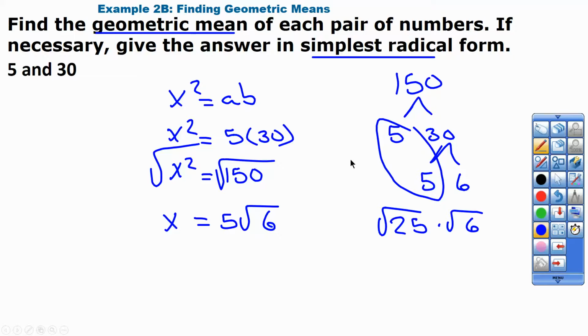If you are having trouble doing simplest radical form, go on to Khan Academy and practice it. That's the only way you're going to get better. We've been going over this for like 3 months now.